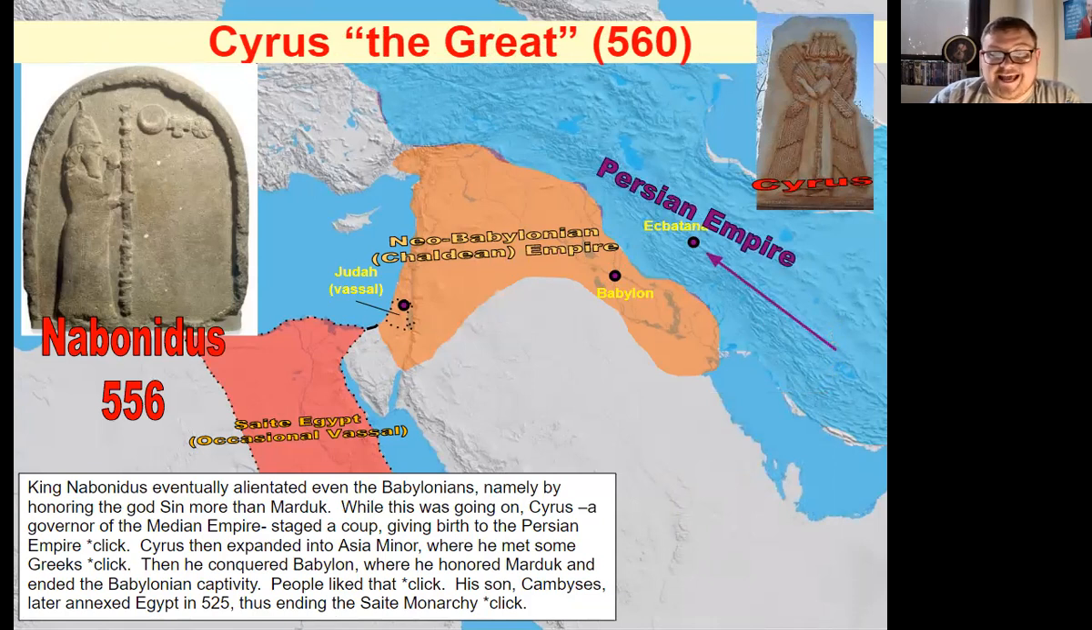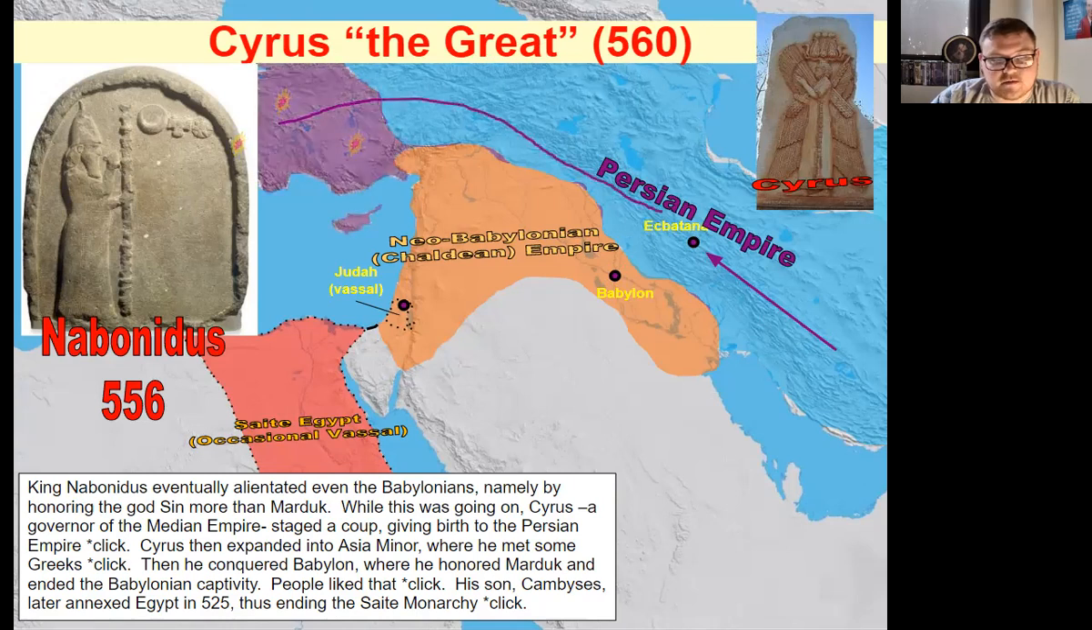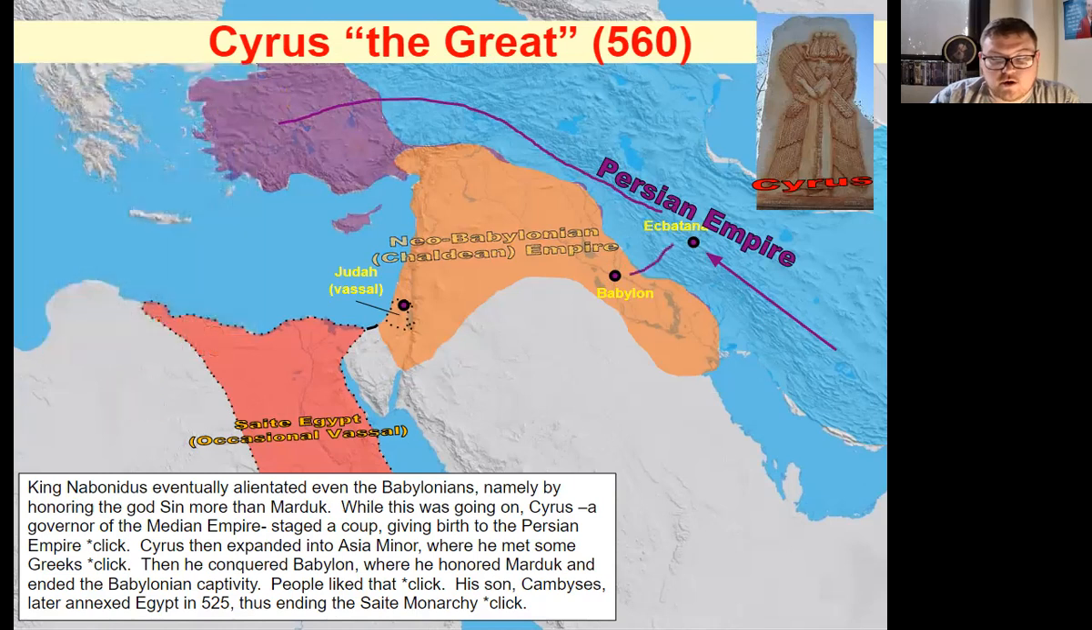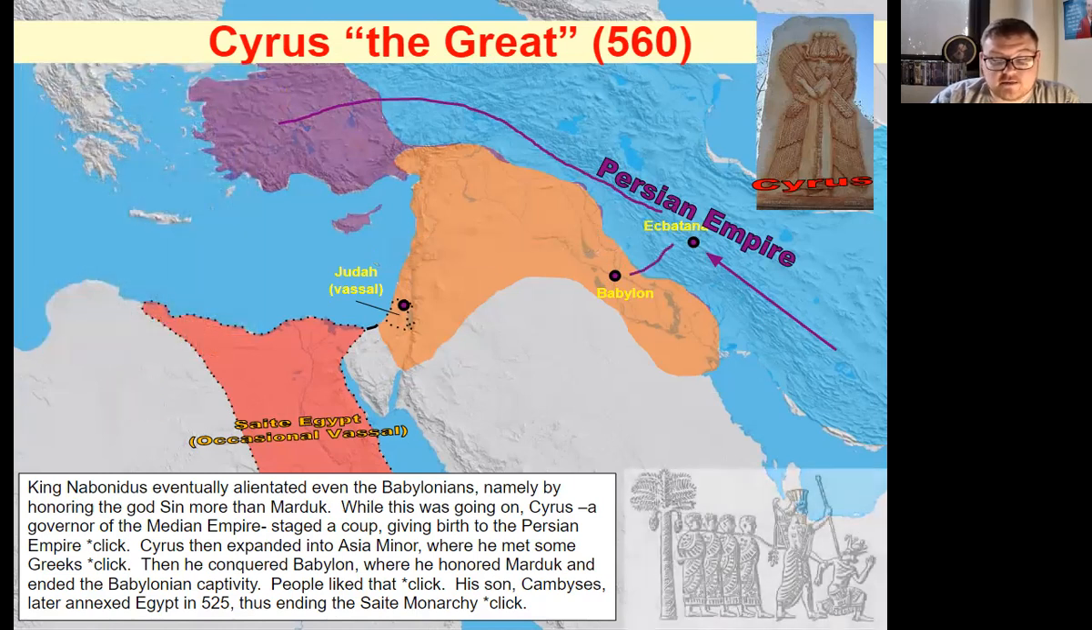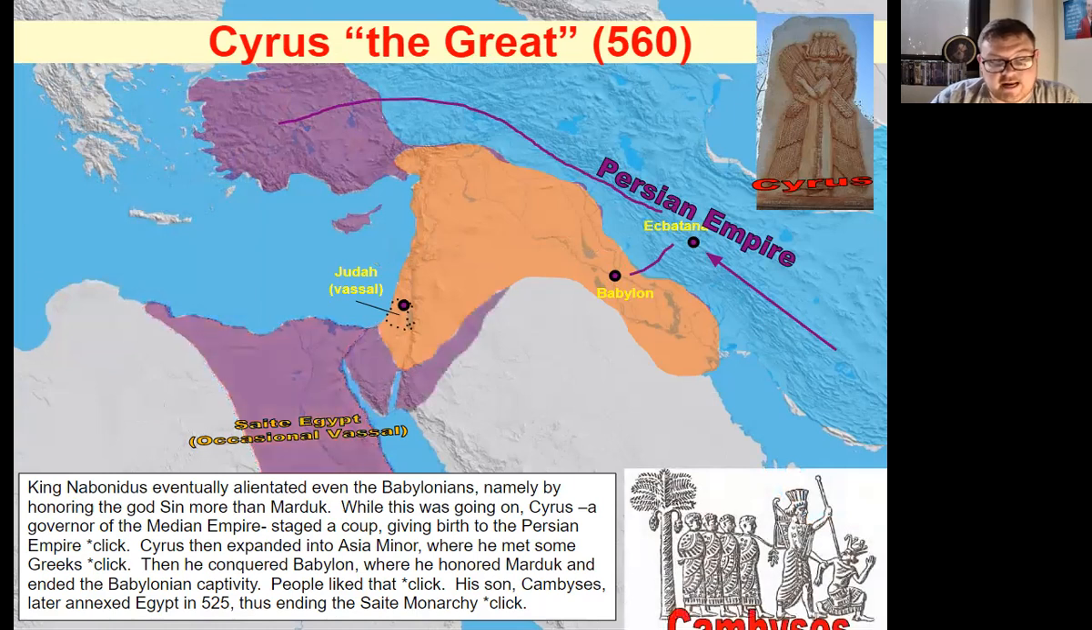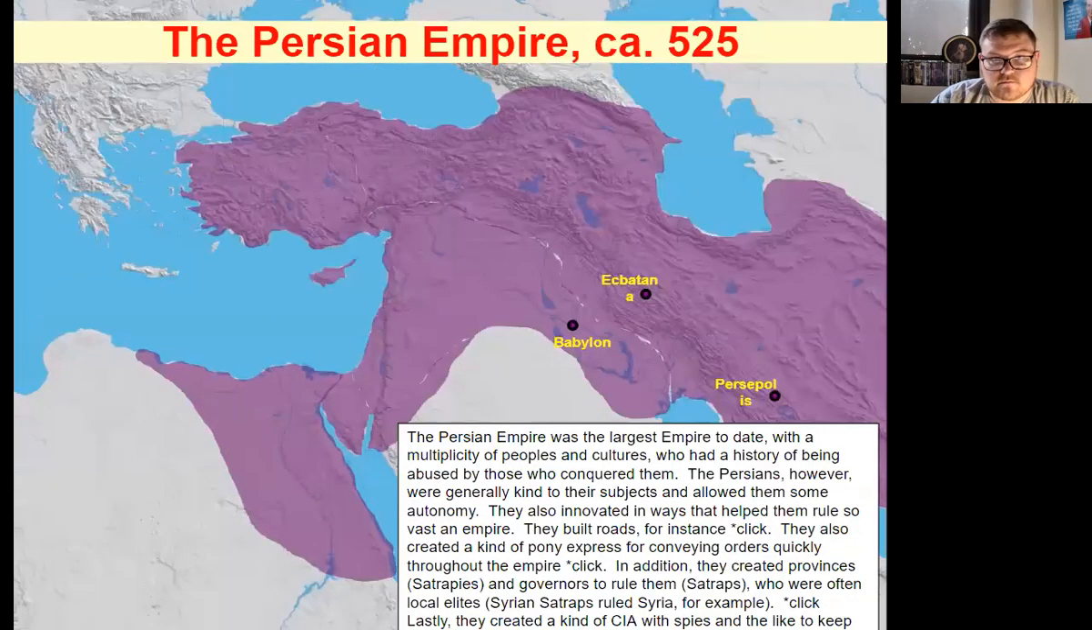Cyrus then expanded into Asia Minor, where he met some Greeks. He then conquered Babylon, where he honored Marduk and ended the Babylonian captivity. People liked that. His son, Cambyses, later annexed Egypt in 525, thus ending the Saite monarchy.